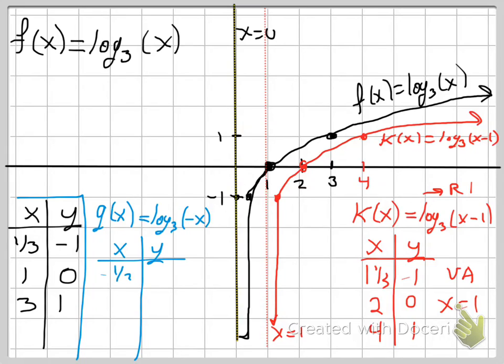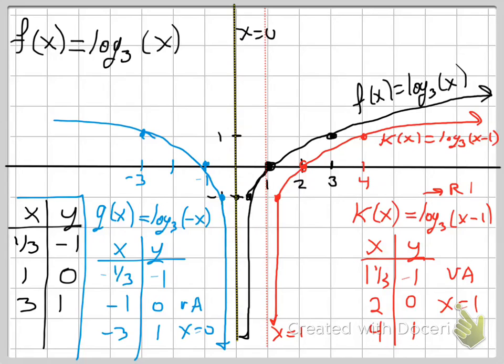Alright, so we'll have negative 1/3, negative 1, and negative 3. So all we're doing is we're changing the x coordinates. The y coordinates will stay the same. We didn't do any sort of shift left or right, so our vertical asymptote is still 0. And we can see we got a nice reflection with the original graph that we graphed, the one in black right here.